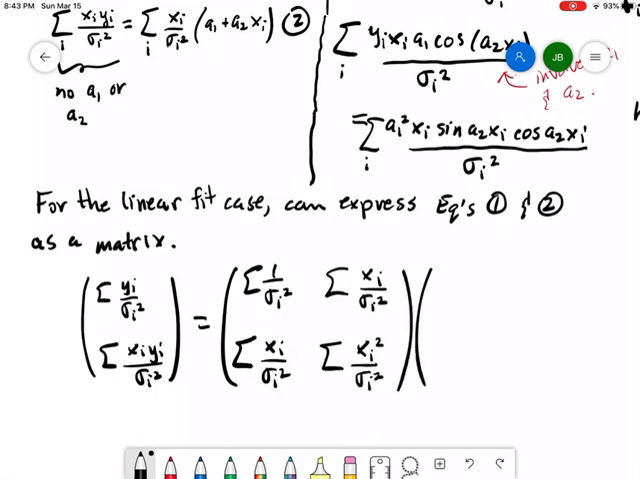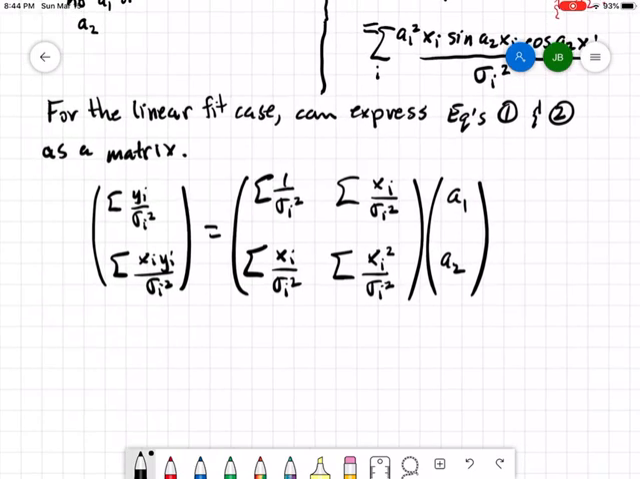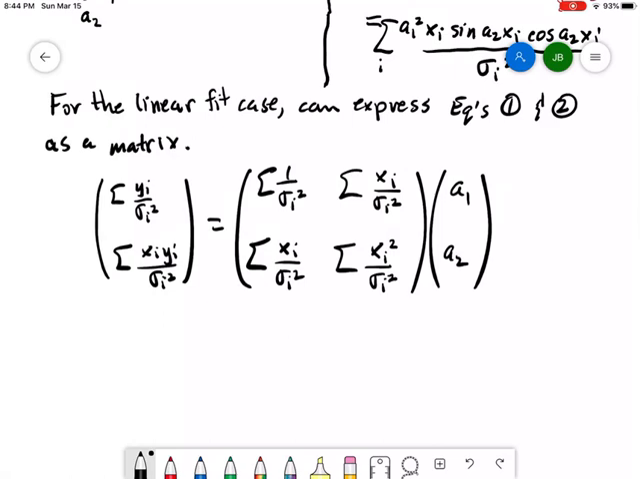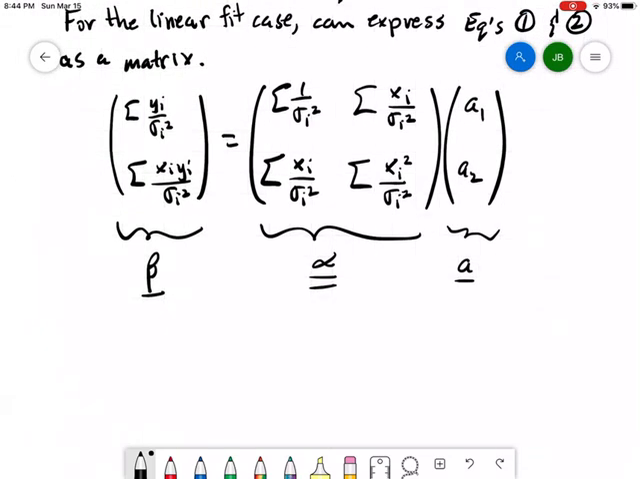And if we then write a1, a2, if you just did this matrix multiplication, the square matrix times the A column matrix, you would reproduce exactly equations 1 and 2. And this is our beta column matrix, this is our square alpha matrix, and this is our matrix of fit parameters. And so clearly the solution for the A column matrix is just alpha inverse times beta.